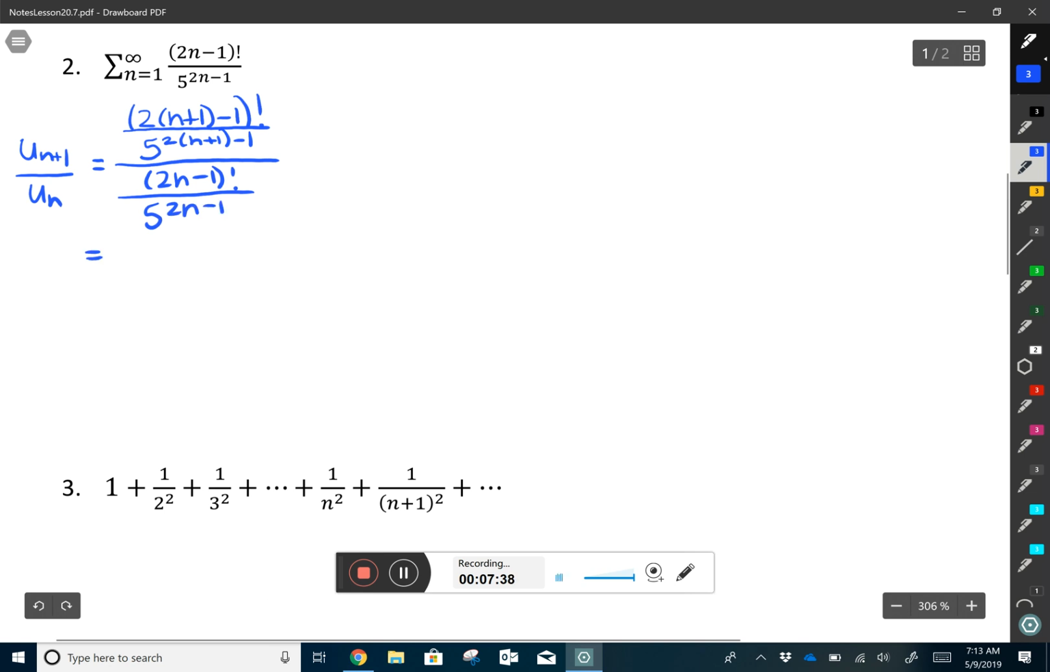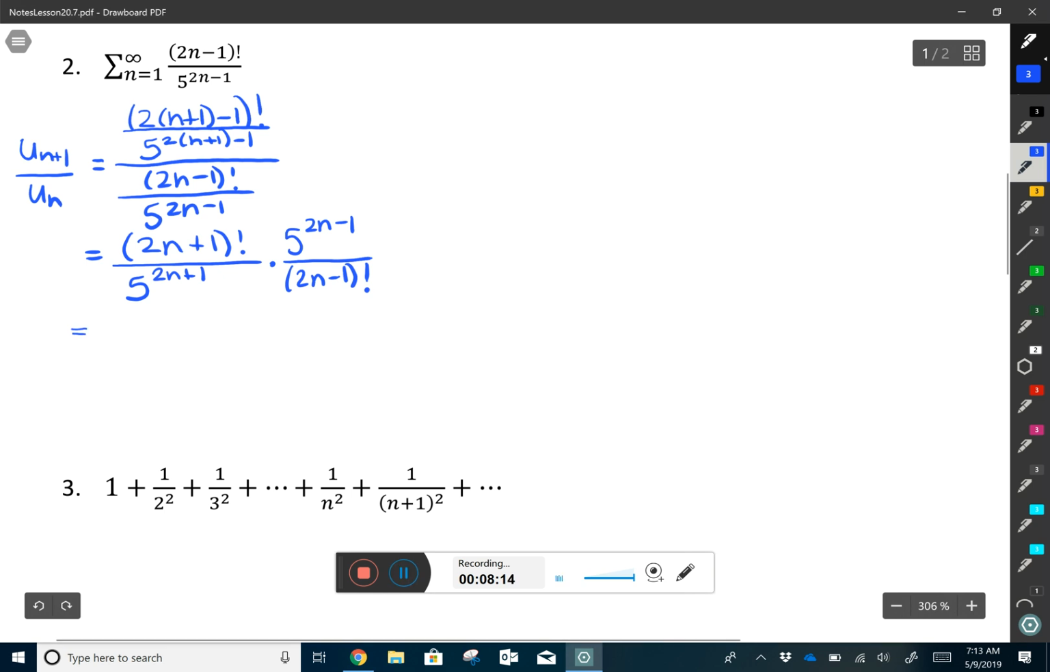So simplifying, I'm going to go ahead and multiply by the reciprocal right away. So in the numerator, we end up with 2n plus 2 minus 1, so 2n plus 1 quantity factorial, divided by the denominator 5 to the 2n plus 2 minus 1, so 5 to the 2n plus 1. And then I'm going to multiply by the reciprocal of the denominator. So that's 5 to the 2n minus 1 all over quantity of 2n minus 1 factorial.